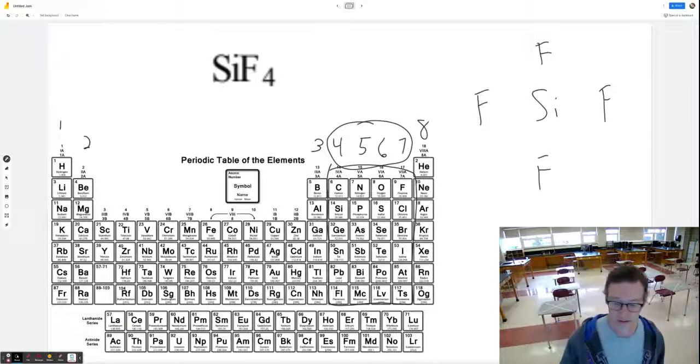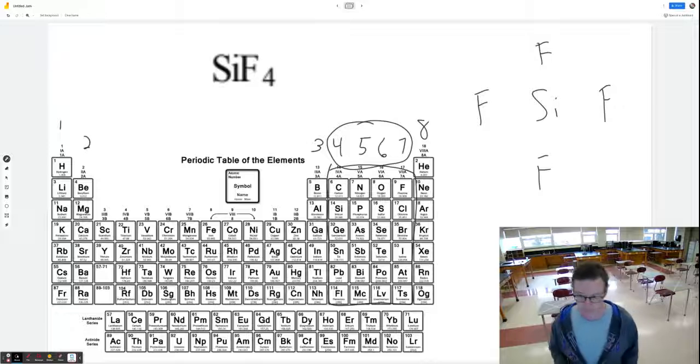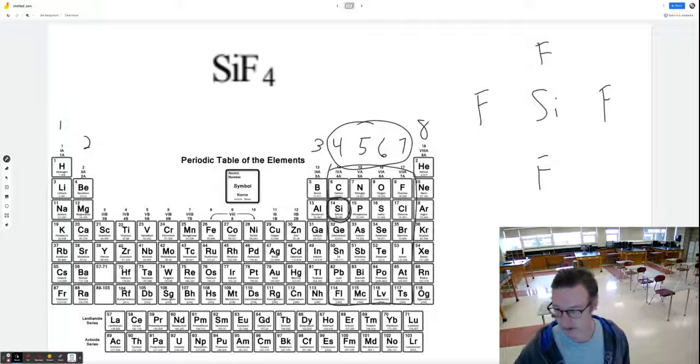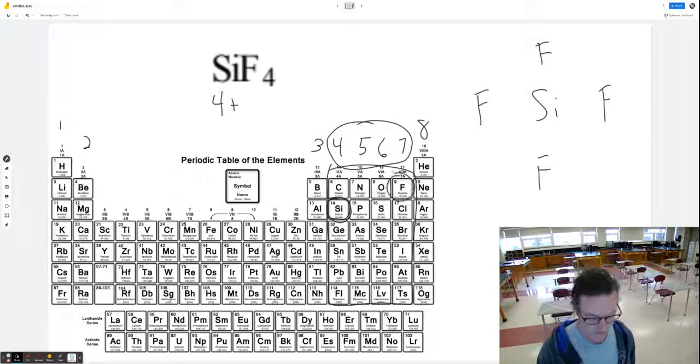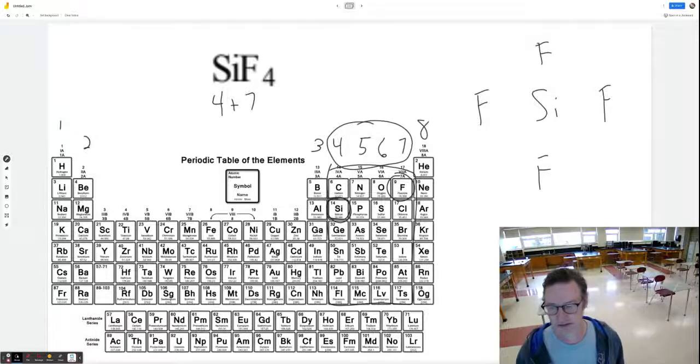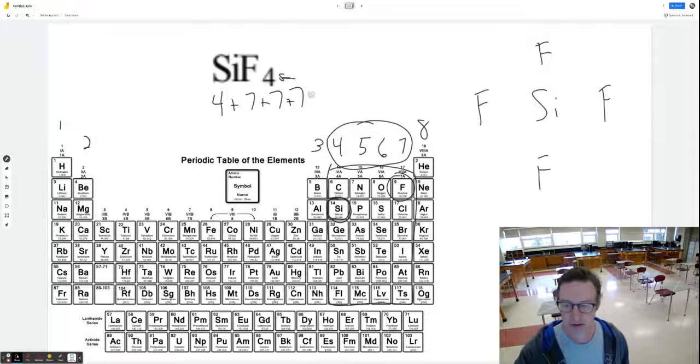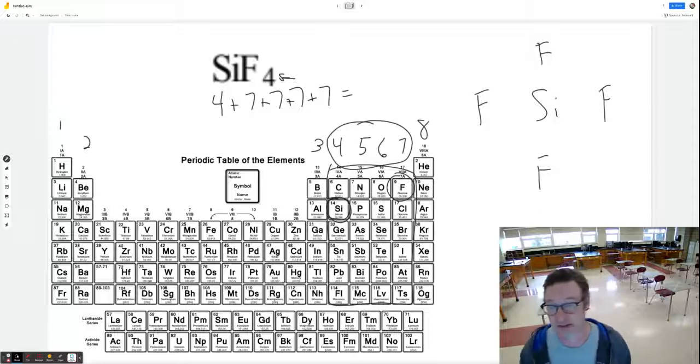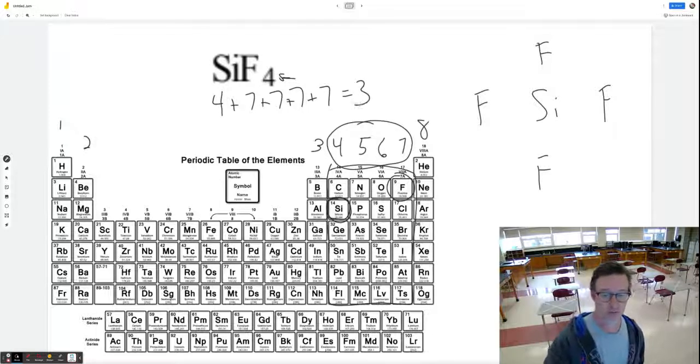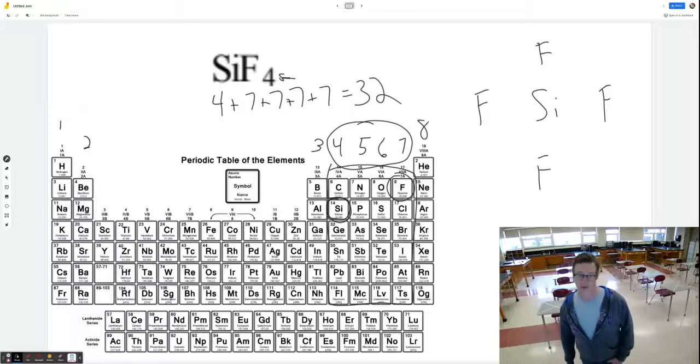Now let's look at the valence electrons. Silicon is down here in group 14, so it has 4. And then fluorine is here at the top of group 7, so it has 7. But because of the 4 here, you either multiply it by 4 or you can add it 4 times, however you want to do it. But the end result is going to be the same. We're going to have 32 electrons total in this molecule: 4 from the silicon and 7 each from 4 different fluorines.